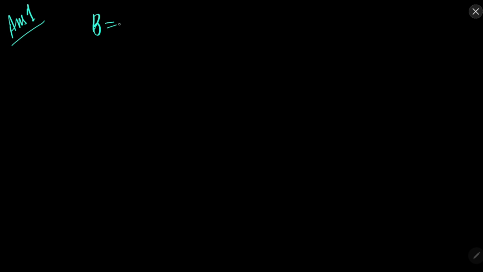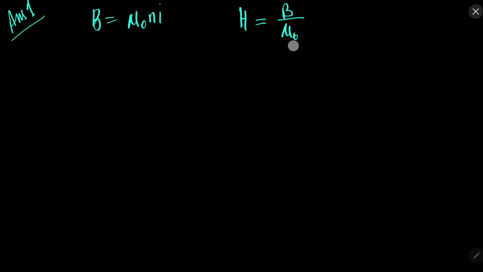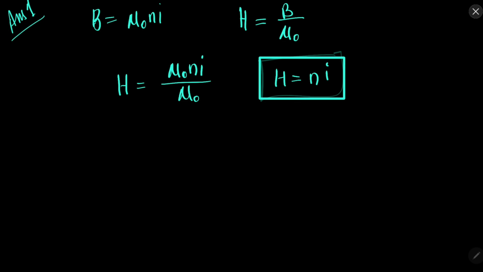We know that for a solenoid, magnetic field intensity is given by this formula, and magnetic intensity is B over mu naught. So H will be equal to mu naught N I over mu naught. So H will be equal to N into I, where N is the number of turns per unit length and I is the current.